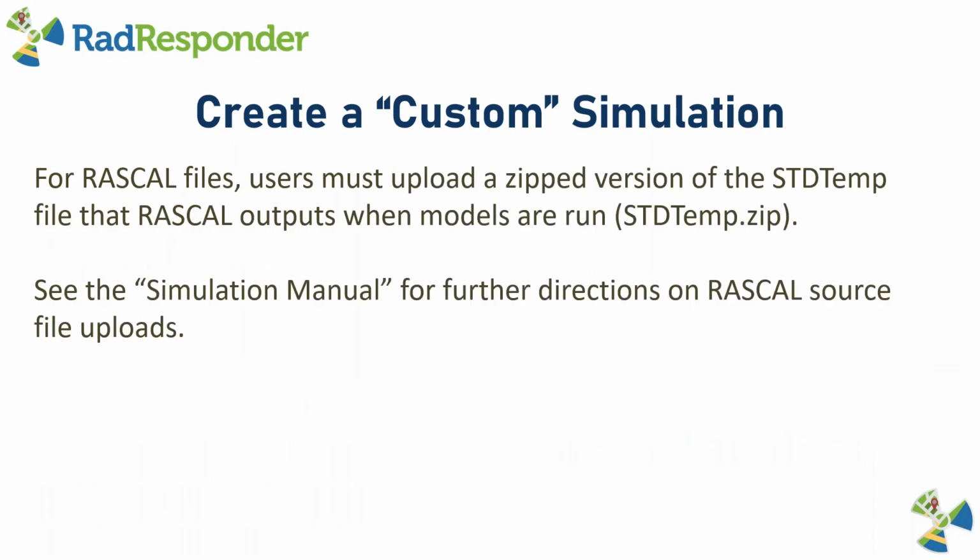For RASCL files, users are going to need to upload a zipped version of the stdtemp file that RASCL outputs when models are run. So the file should look like stdtemp.zip, and that's what you'll upload into the interface. Again, we're providing more detailed instructions and guidance about that in the simulation manual.